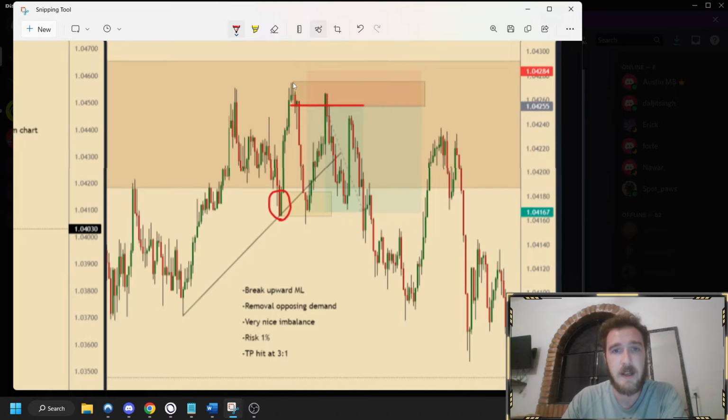So we have a very nice supply zone that was created, price inside higher time frame supply. We have evidence of sellers finally stepping in, and now he sells the pullback, and it looks like he gets out at 3 to 1.